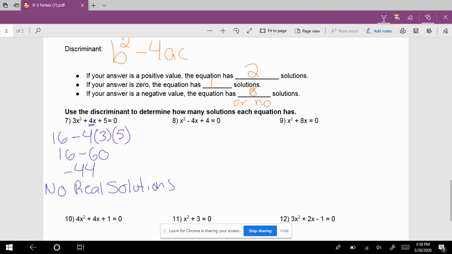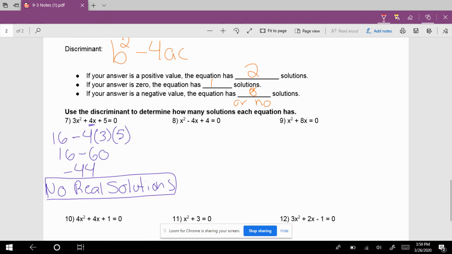Okay, so the discriminant only tells you how many answers there are, not what the answer is. You'd have to actually solve it using one of the 3 methods that we've gone through to be able to tell me what the actual answers are.